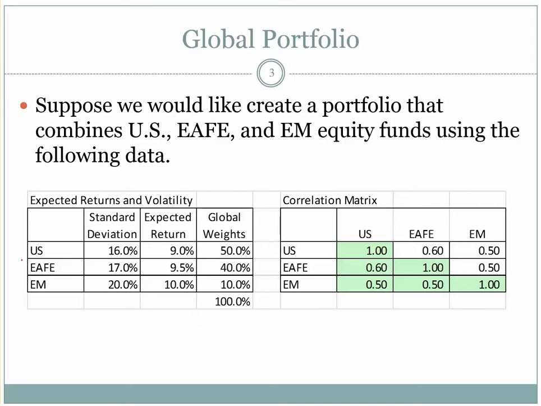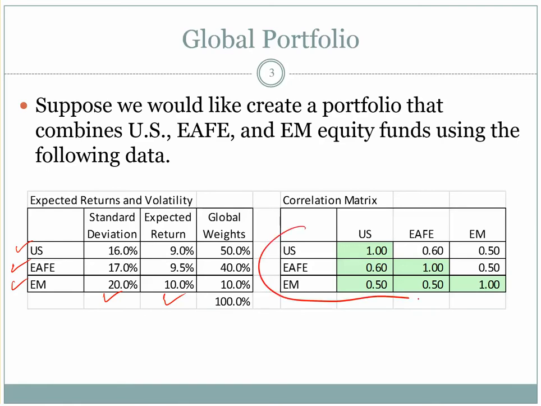So I'm going to use three asset classes: U.S. equity markets, developed equity markets, EFA, and emerging markets, we'll call EMA. I have estimates of standard deviation for those three asset classes, estimates of expected return for those three asset classes.